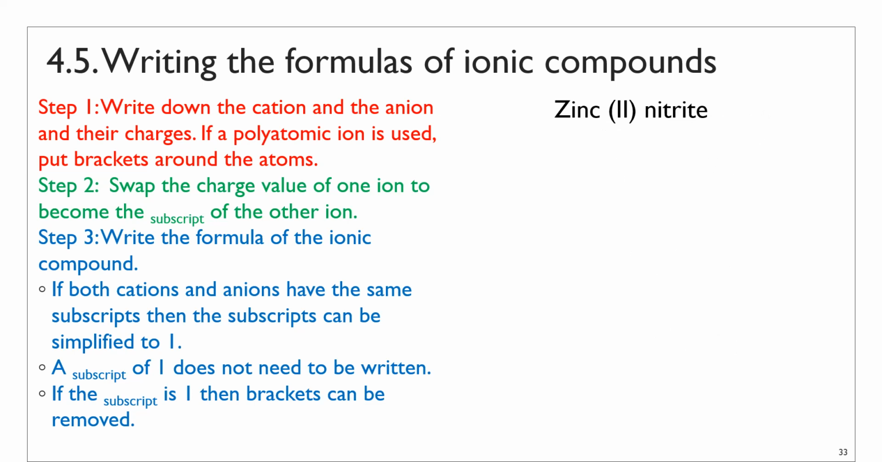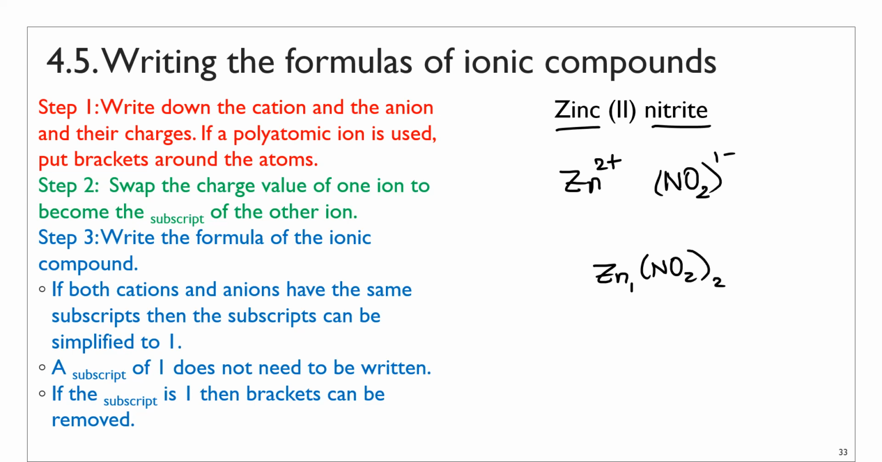Zinc nitride. Okay, so zinc is a transition metal, so zinc 2+. Nitride. What's nitride? Nitride is NO2. Is it minus? NO2 minus? 1 minus? I might have made that up. I can't remember. But I think it is right. Anyway, so you're going to swap. So zinc 1, NO2, 2. And then if the subscript is 1, you don't need to write it. So this is the final answer.